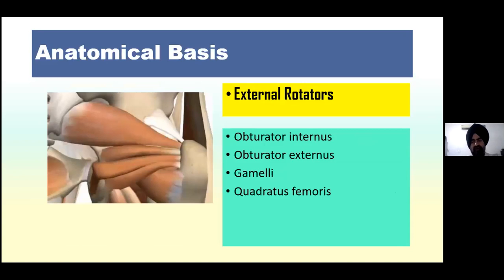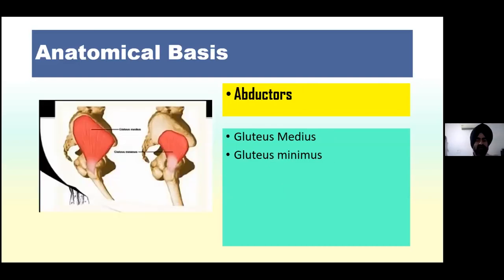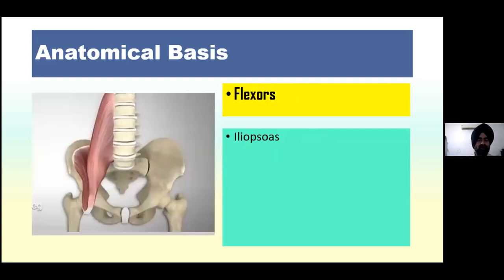Coming back to discussing the anatomy of the hip in brief overview, if we look at the hip from the back, there will be rotators of the hip. What are the rotators of the hip? They are the obturator internus, obturator externus, gemelli, and the quadratus femoris. These are the main external rotators of the hip. Similarly, there are abductors. These are very important muscles, the gluteus medius and the gluteus minimus. They are supplied by the superior gluteal nerve. Then the flexors of the hip, they are the iliopsoas. Iliopsoas is the main flexor of the hip.